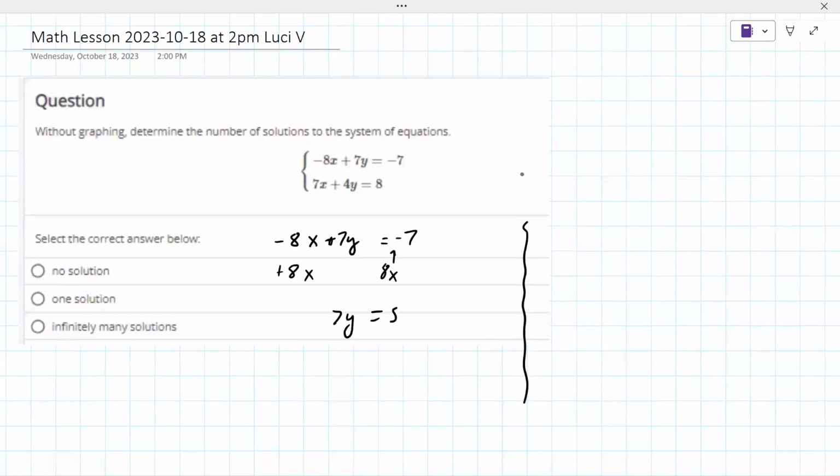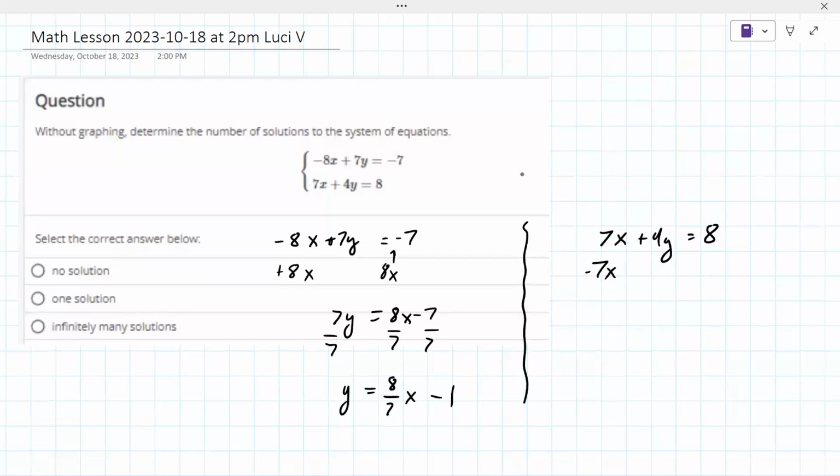So the first thing here is to add 8x to both sides. So it's 7y equals 8x minus 7. Then divide by 7 on both sides. So y equals 8 over 7x minus 1. And then we're going to do the same thing for the second equation.